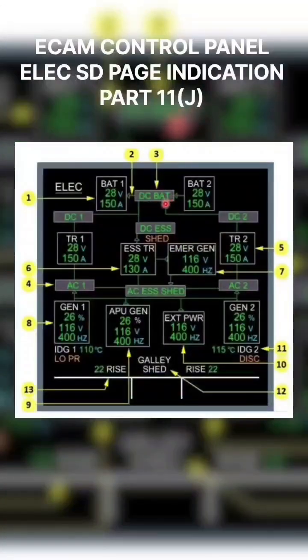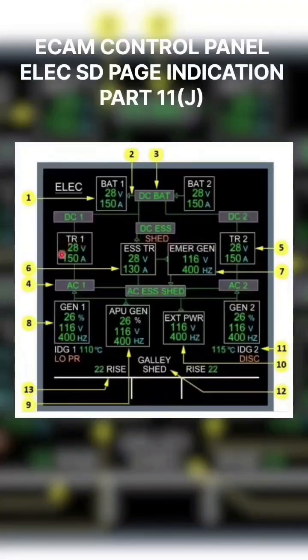This is your DC BAT indication. This will normally be green, and it will become amber if the DC BAT voltage is less than or equal to 25 volts. This is your bus bar indication, DC BUS 1, DC BUS 2, and this bus bar indication will normally be in green color. It becomes amber whenever the corresponding bus bar is not powered. Suppose this is not powered, then this will become amber. And the SHED BUS appears in amber whenever the AC ESS SHED BUS is shed. So this will come into the picture.